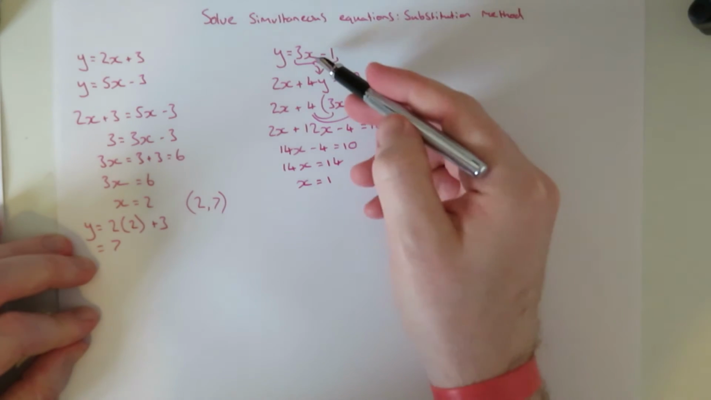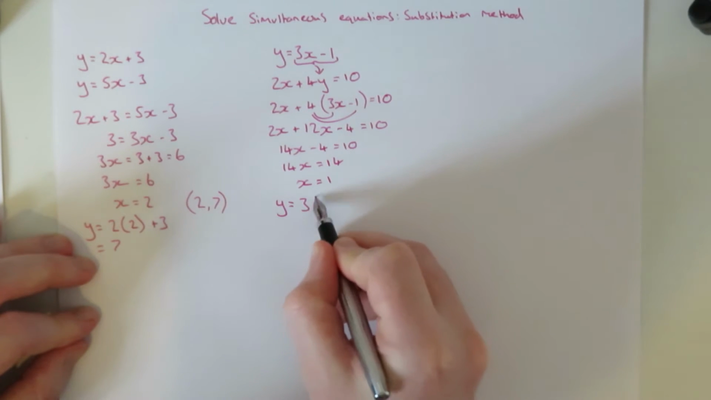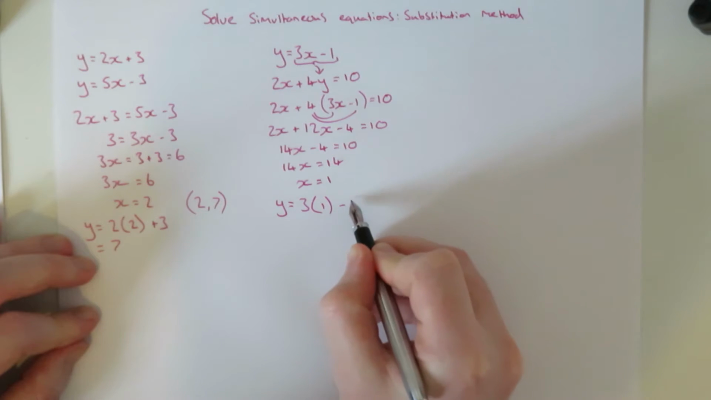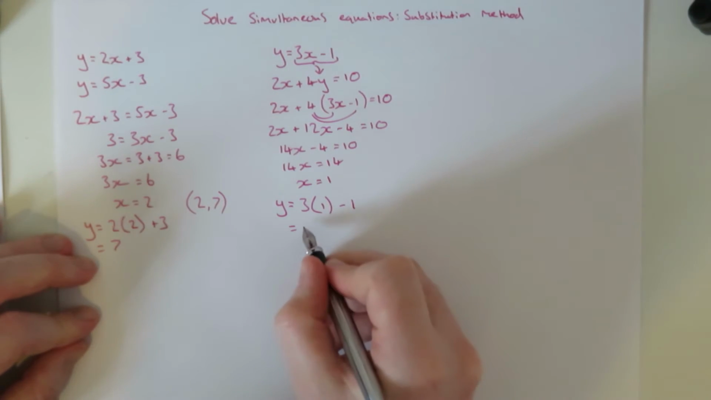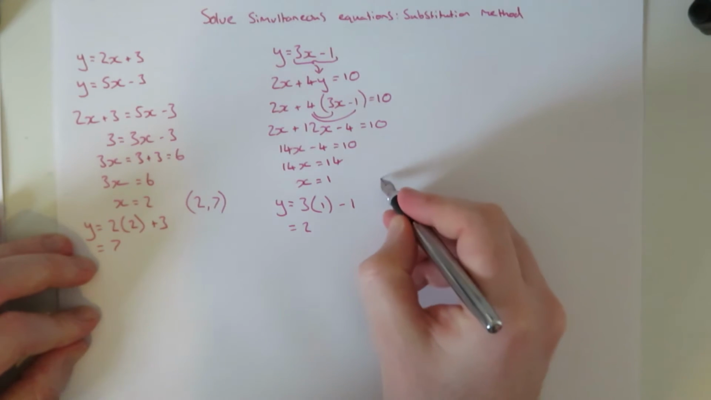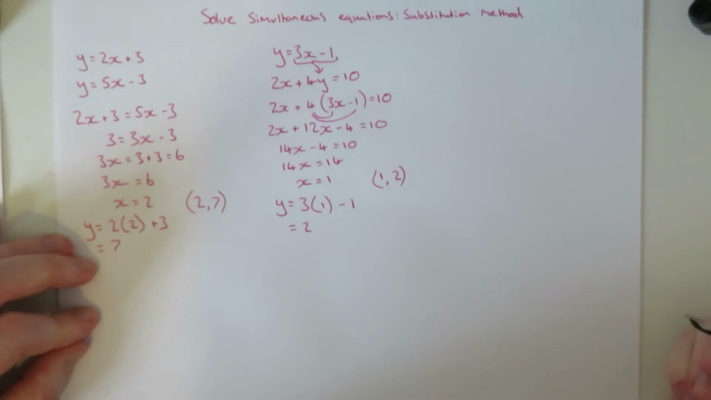So then we can put this into our first equation. y is equal to 3 lots of x, which in this case is 1, subtract 1. So y is equal to 3 subtract 1, 2. y is equal to 2. Okay, so that is our coordinate, that's our result.